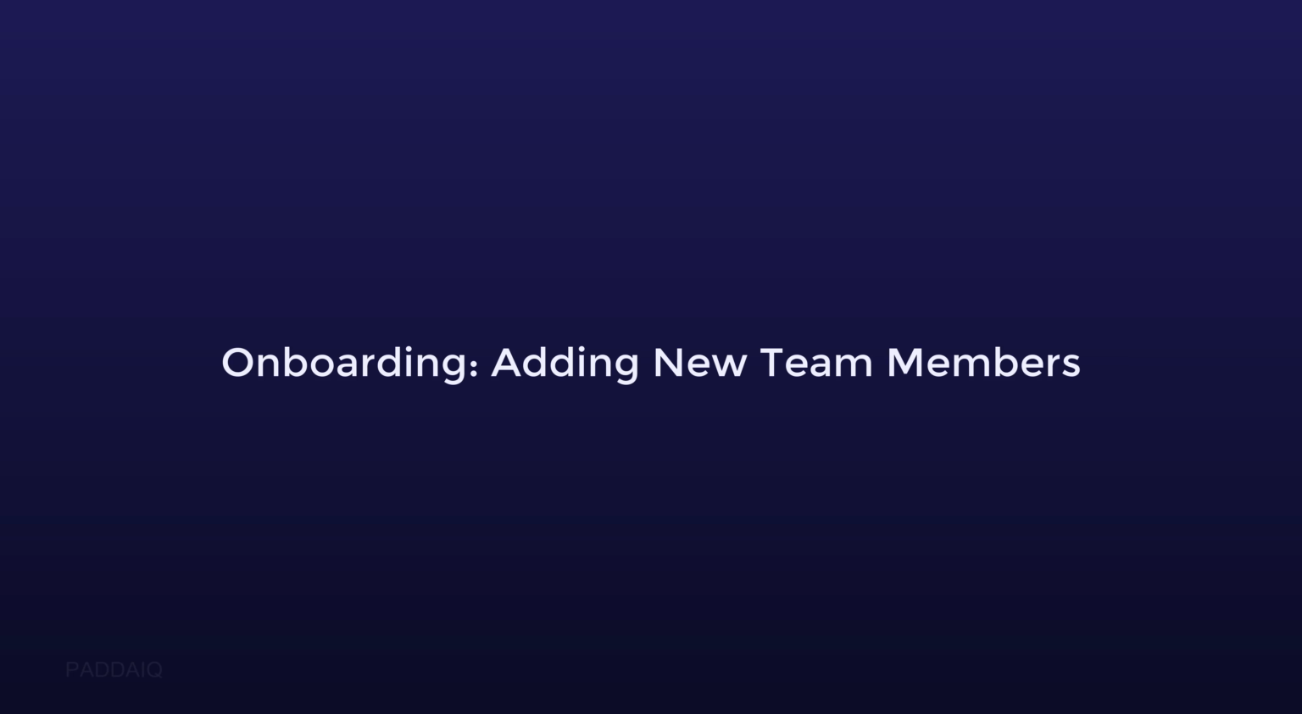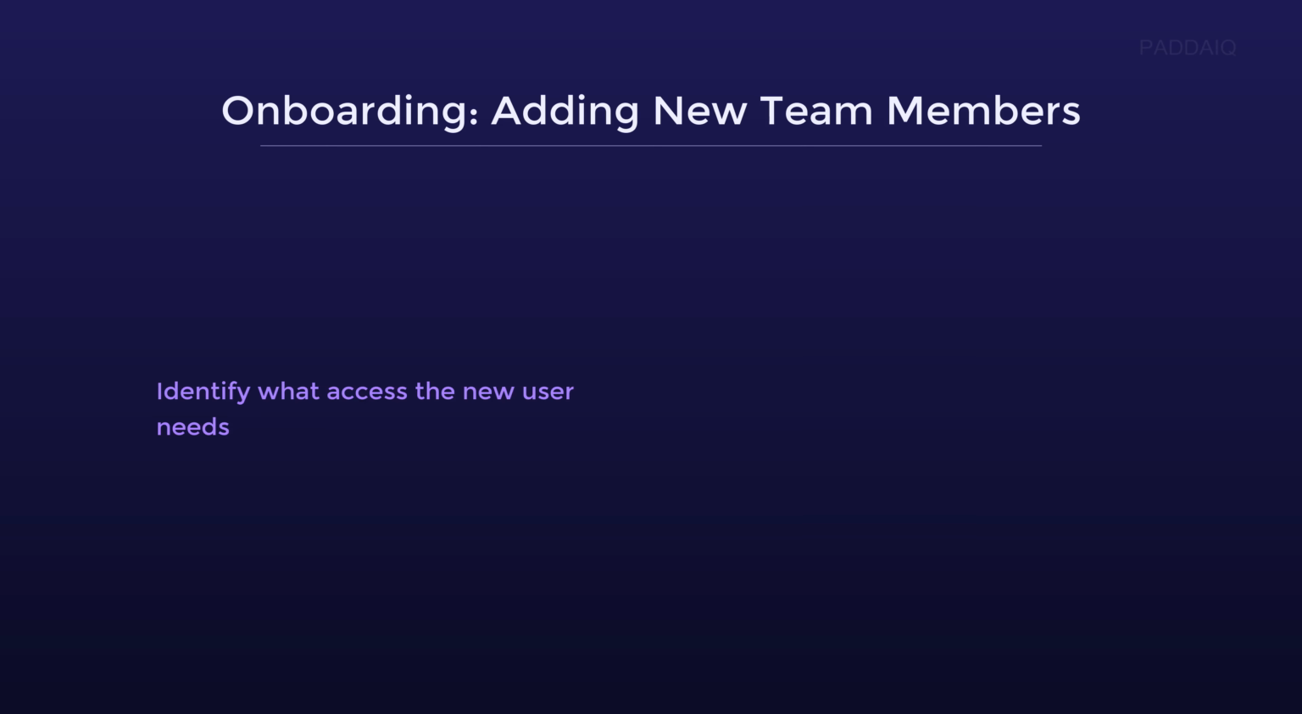Onboarding, adding new team members. Identify what access the new user needs. This means determining the specific systems, tools, and data the person requires to perform their job. For example, a new developer needs access to the BTP sub-account and development tools, but not financial reports. Clearly defining these permissions ensures the user is productive while maintaining security.